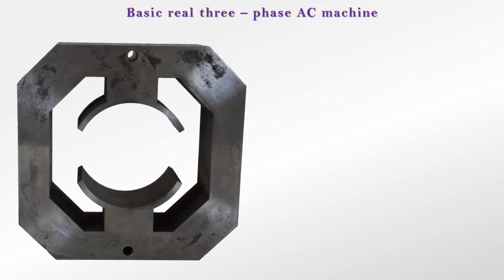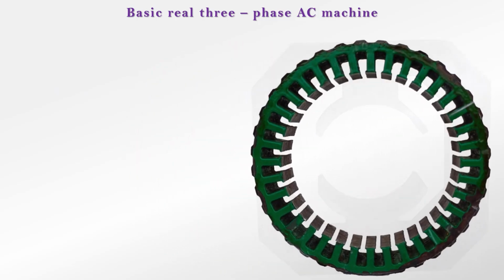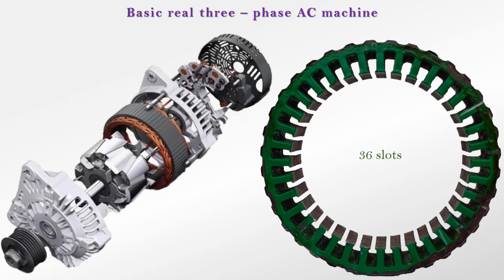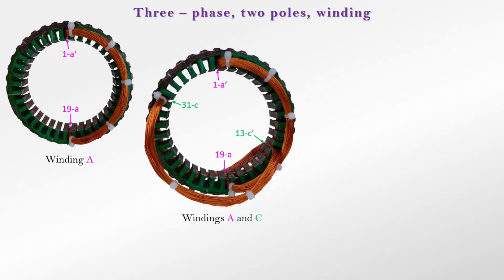The final stage in obtaining the basic AC machine is to replace the stator yoke. The stator yoke in a real AC machine has the shape shown in the picture. This particular yoke comes from a car alternator. We placed a three-phase, two-pole winding on the yoke in a star connection.